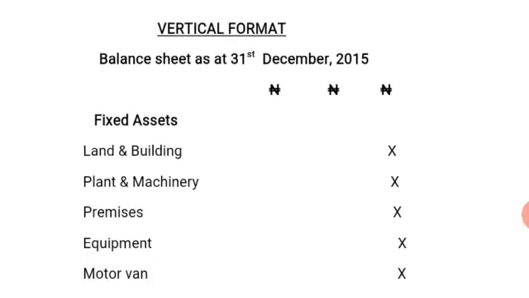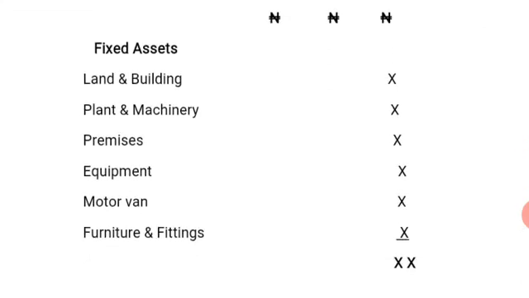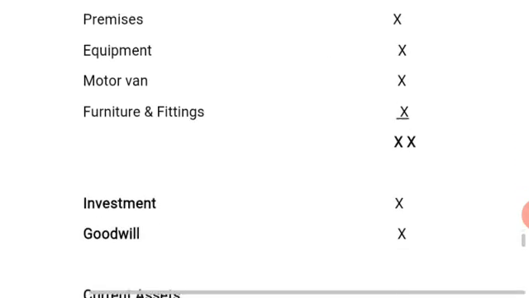From there, let us now discuss the vertical format of a balance sheet. Balance sheet as at 31st December 2015. We have three naira columns as our denomination: one on the extreme right hand, one on the extreme left hand, and one in the middle. To start with, you will start with your fixed assets such as land and building, plant and machinery, premises, equipment, motor van, furniture. You total everything.